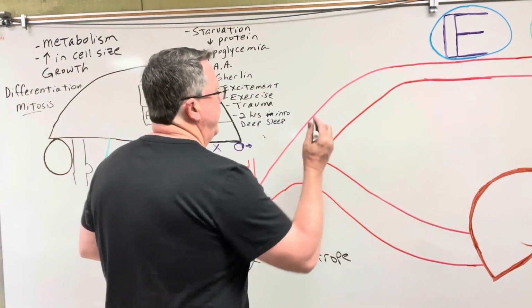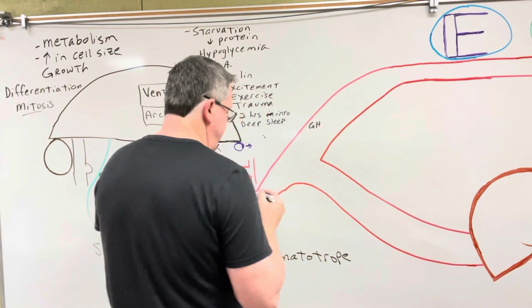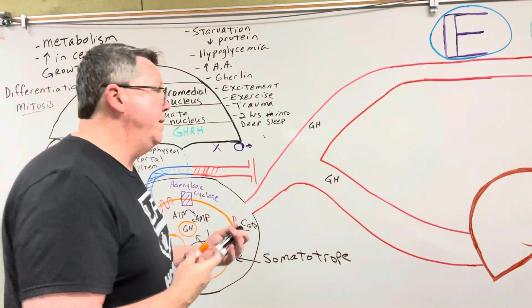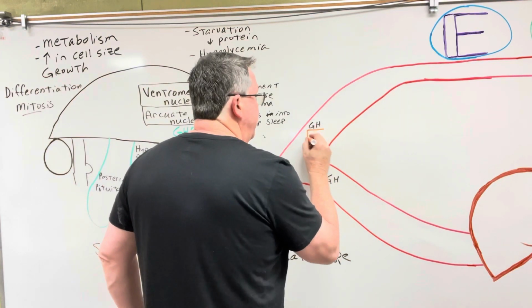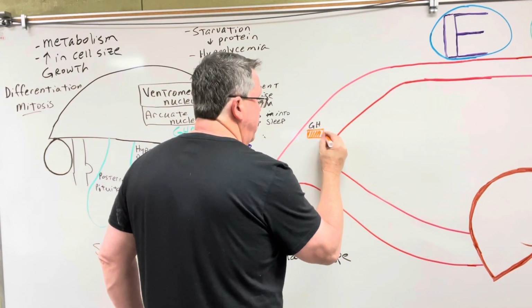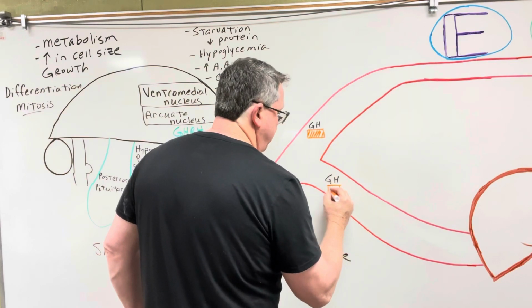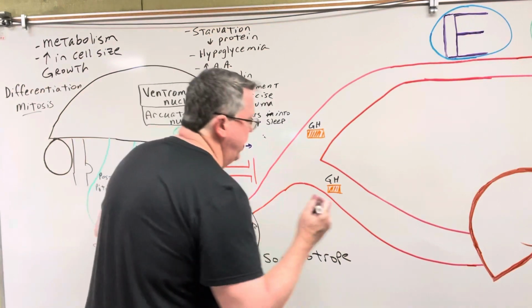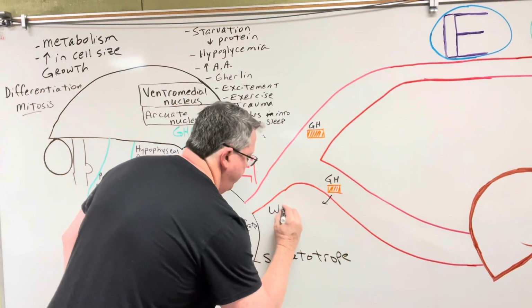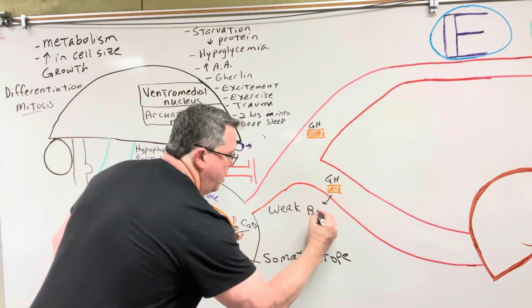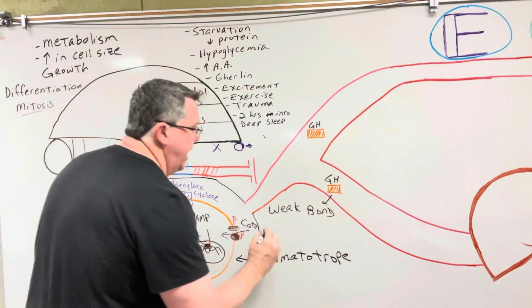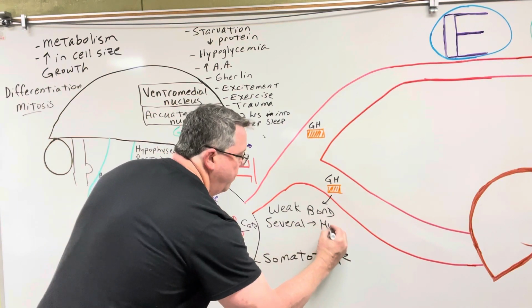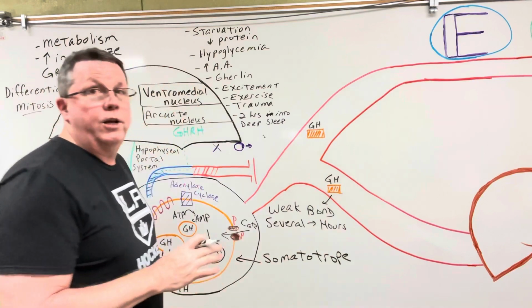Okay, so now, this is GH, there's my growth hormone. I'm going to put growth hormone down here too. And two things are going to happen here. First, this is going to bond to a plasma protein. Okay, and this is going to be a weak bond. When I say it's a weak bond, this will last from several minutes to maybe a few hours. So this leaves the bloodstream pretty quickly, okay?